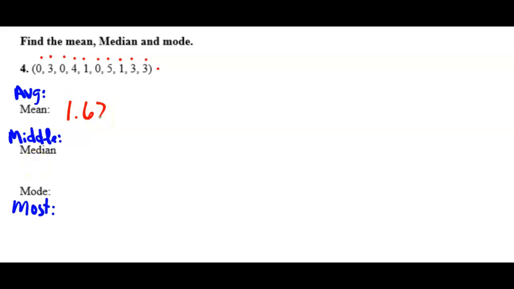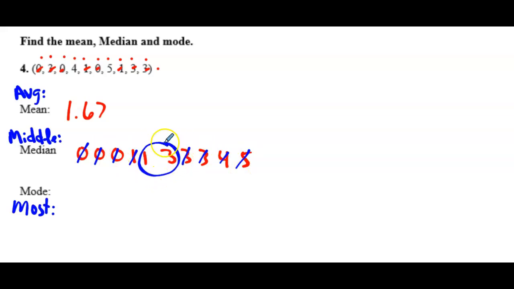My median, I need to put these in order. Okay, so 0, 0, 0, 1, 1, 3, 3, 3, a 4, and a 5. Now, I need to find my middle. Okay, I've got two numbers, add them together, divide by 2. So that would be 3 plus 1 is 4. 4 divided by 2, our median is 2. What is our mode? Well, 0 is listed 3 times, and so is 3. And that is it.